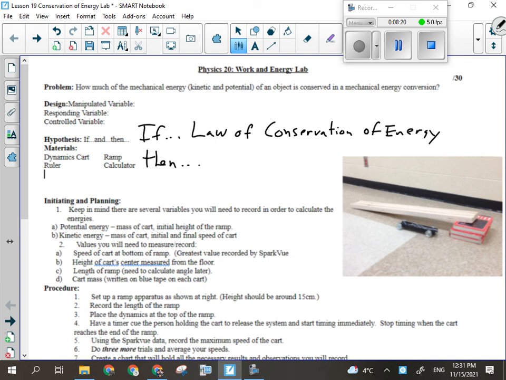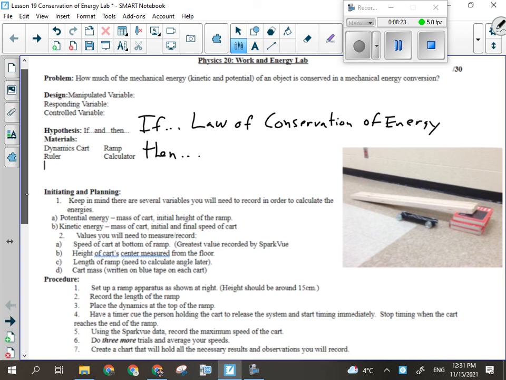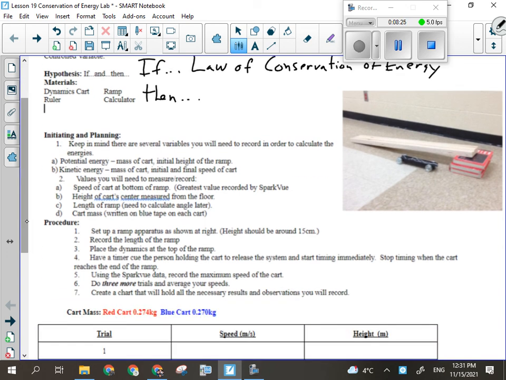All right, so to calculate the potential energy, you're going to need the mass of the cart, which is here in your observations chart. You're going to need the speed of the cart at the bottom of the ramp, greatest values recorded by SparkView, and the height of the cart's center measured from the floor.